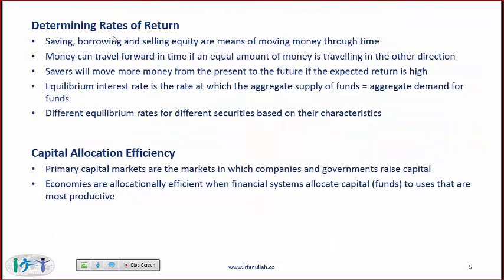Determining rates of return. The financial markets allow us to determine rates of return, and the bullet points here are quite testable. Saving, borrowing, and selling equity are means of moving money through time. Money can travel forward in time if an equal amount of money is traveling in the other direction. Savers will move more money from the present to the future if the expected return is high. Now, I've picked these statements because I think examiners might test this.